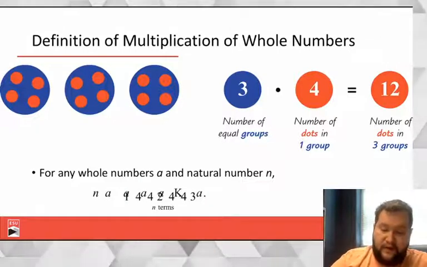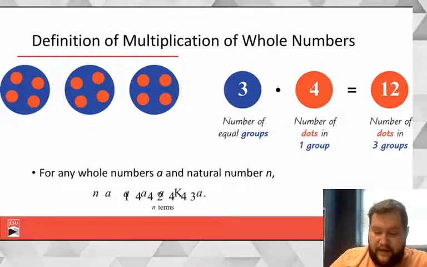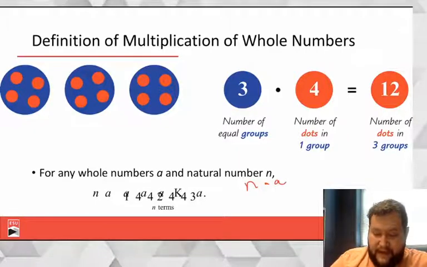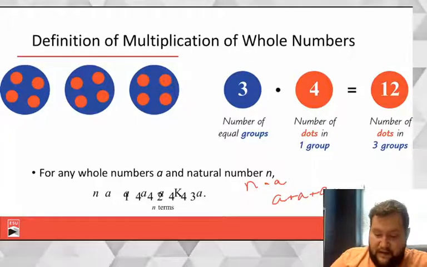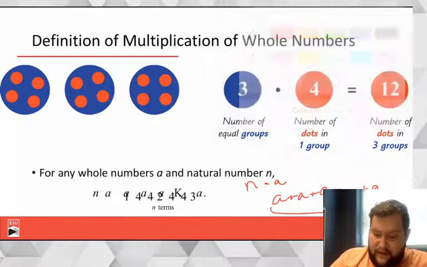So it says for any whole number a and a natural number n, if we have n times a, we have a plus a plus a plus a, last a, and in total that happens n times.